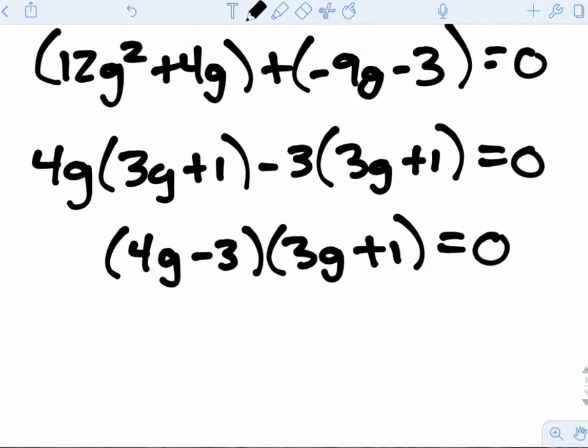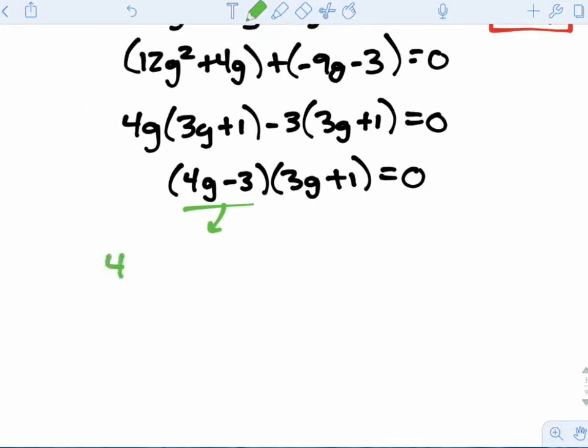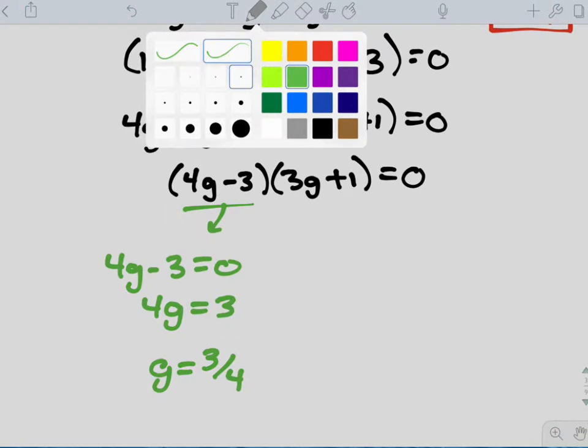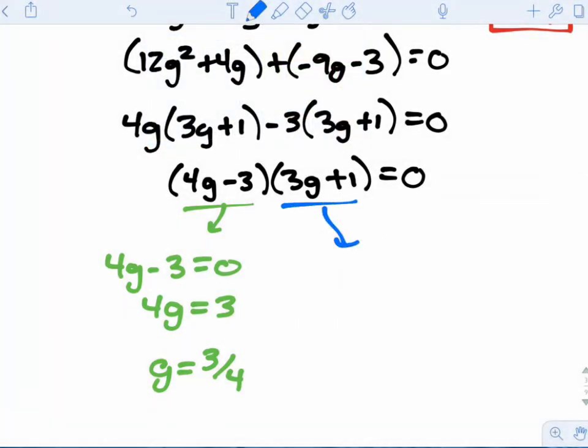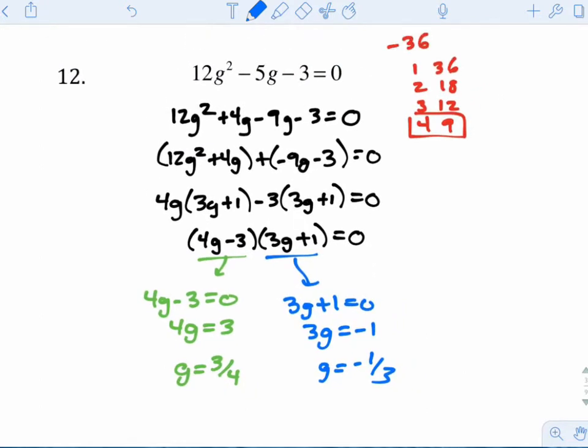And my claim is that if these two guys multiplied by one another are equal to 0, then either the first grouping must be equal to 0, so it must be the case that 4g minus 3 is equal to 0, in which case 4g is equal to 3 and g is equal to 3/4. Or it must be the case that 3g plus 1 is equal to 0, right? At least one of them has to be equal to 0, in which case 3g is equal to negative 1 and g is equal to negative 1/3. So negative 1/3 and 3/4 are the two solutions to this polynomial equation, and I leave it to you to go ahead and substitute them in and confirm.